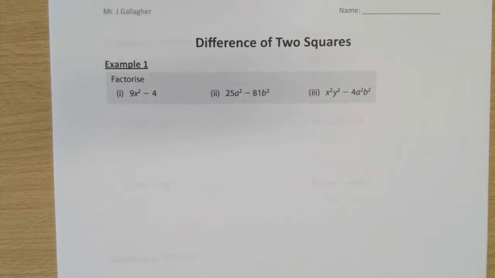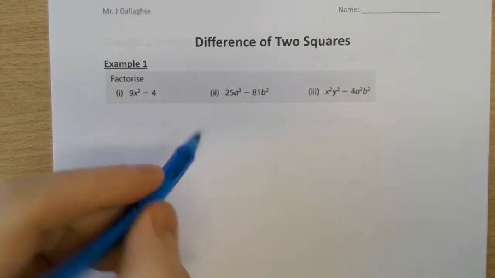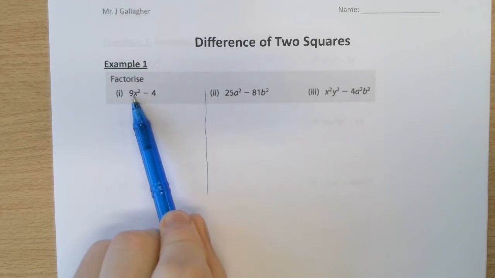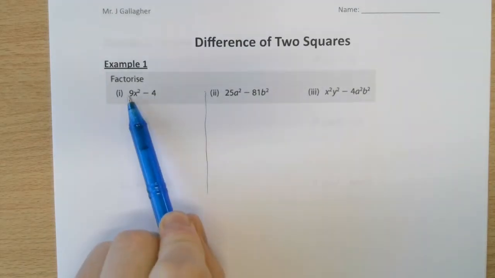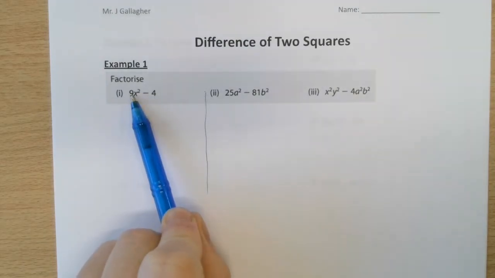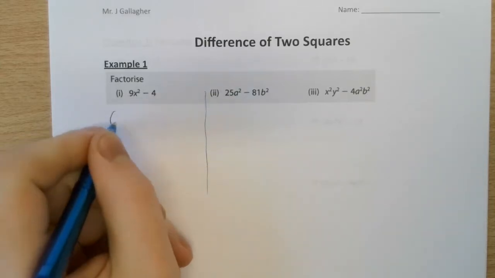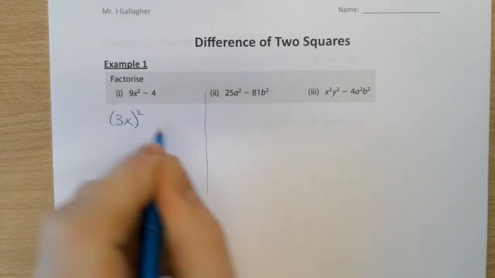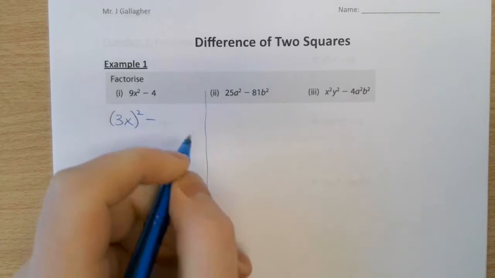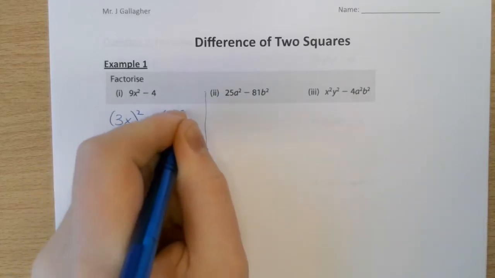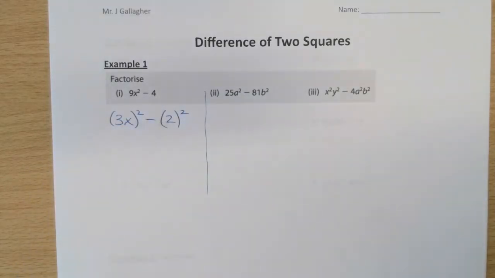The final type of factorising that we need to look at is the difference of two squares. So looking at the first question, 9x squared minus 4. We need to find out what number squared gives you 9x squared. So it's going to be (3x) squared, and then on this side 2 squared will give you 4. So that's the first step for all questions.